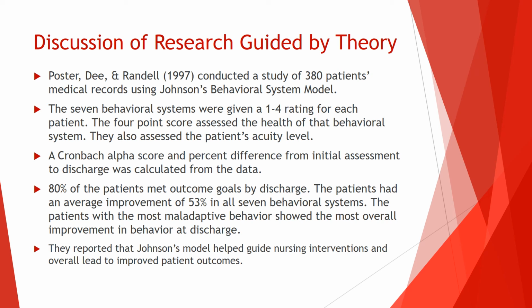80% of the patients met outcome goals by discharge. The patients had an average improvement of 53% in all 7 behavioral systems. The patients with the most maladaptive behavior showed the most overall improvement in behavior at discharge. They reported that Johnson's model helped guide nursing interventions and overall led to improved patient outcomes.